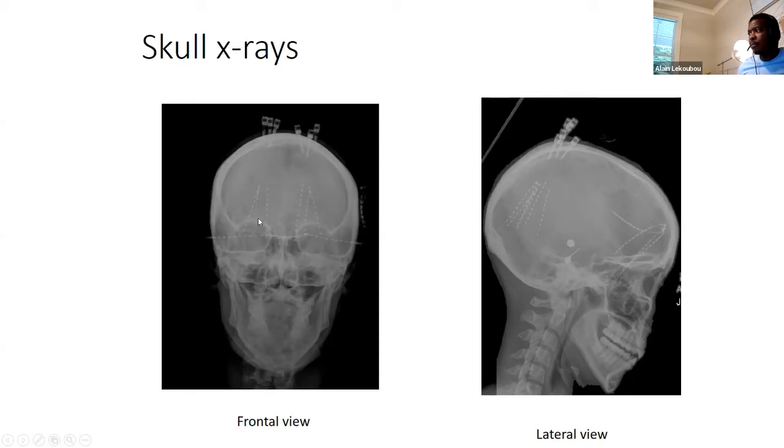You can count them: 1, 2, 3, 4, 5, 6, 7, 8, 9. There were 10 contacts per electrode in this case. You see how much it covers? It covers not a lot, but at least if you have a good hypothesis, you get close to where you want to get to, and then you capture what you want to capture.